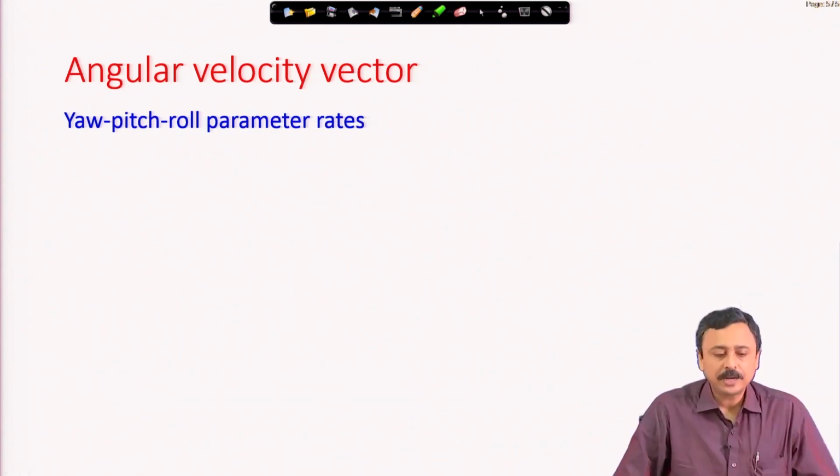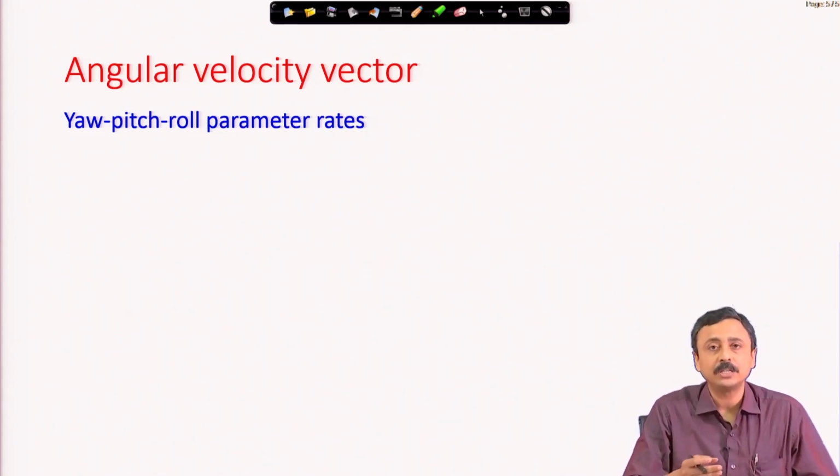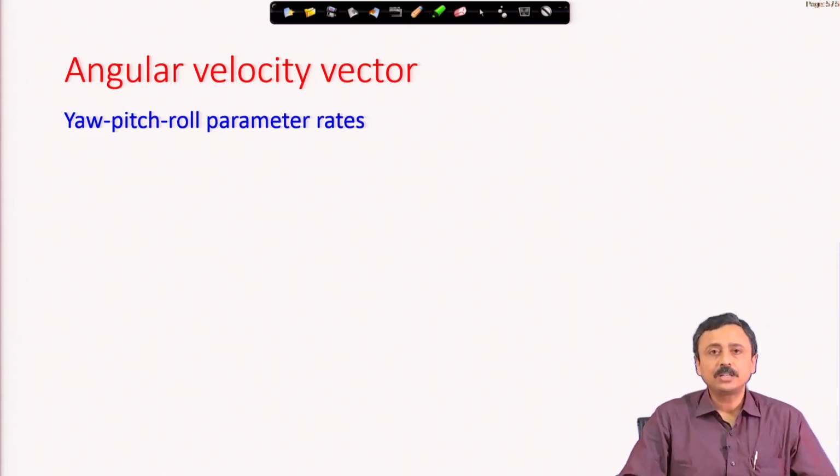We have already looked at this yaw pitch roll parametrization. Now, we are going to use these parameters and their rates to represent angular velocity. Remember, I had mentioned in a previous lecture that the angular velocity vector is not a derivative of any vector quantity.